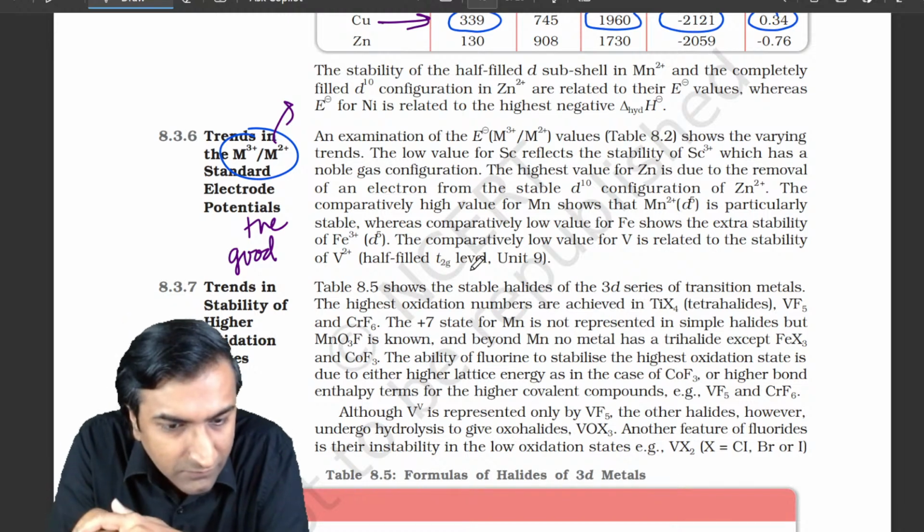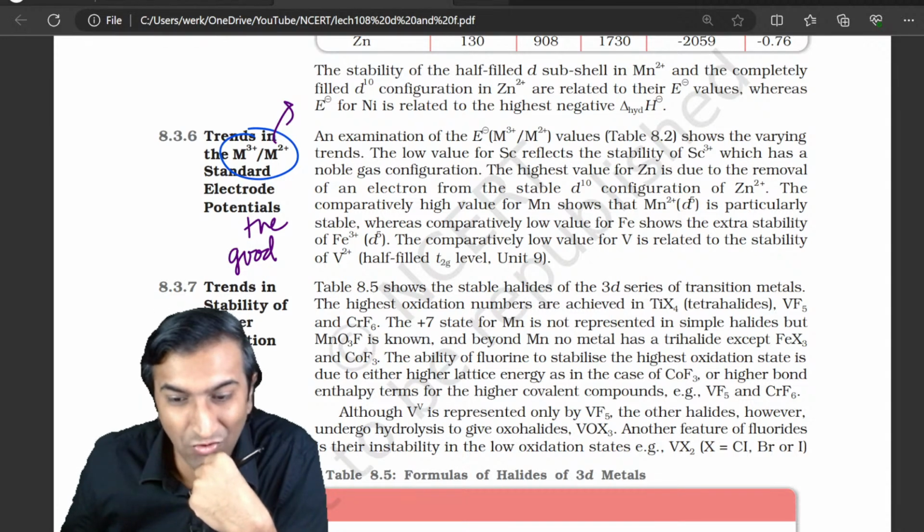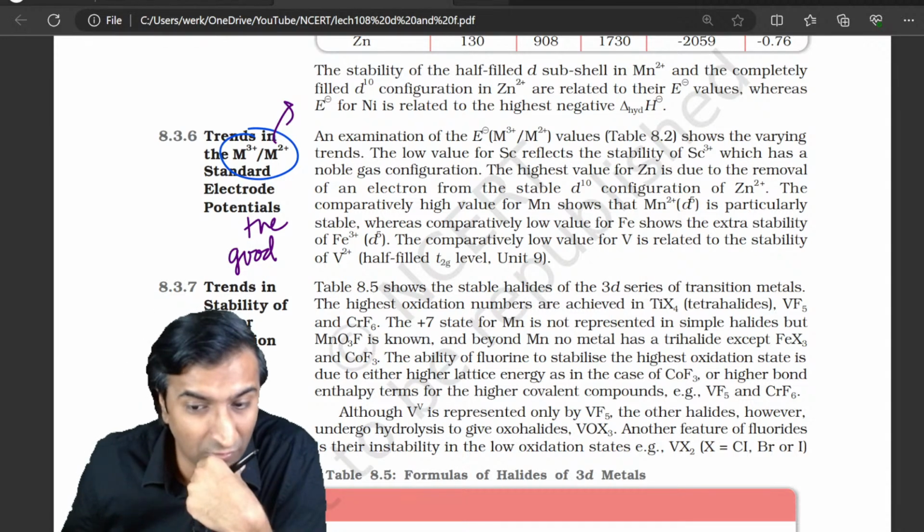What is this? In D block, you have something like reverse inert pair effect. Shlok, interesting. As you go down the group, usual +2 becomes more stable. Okay.